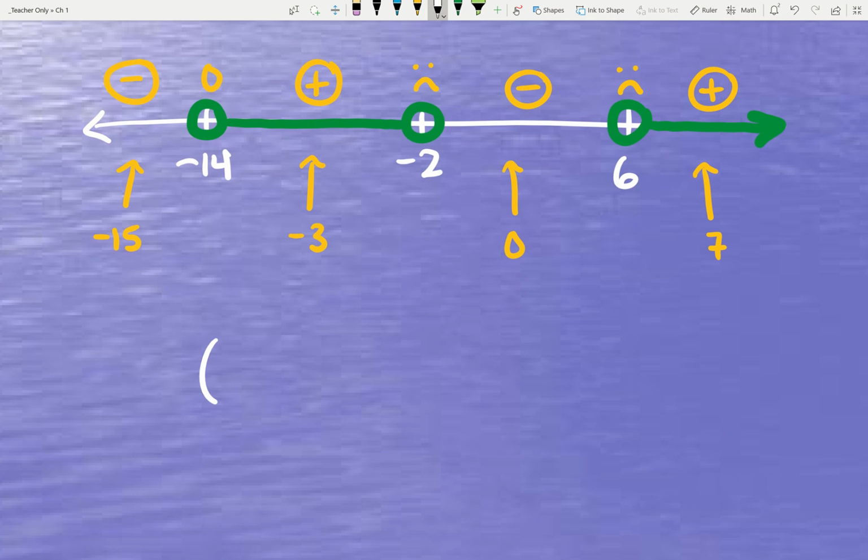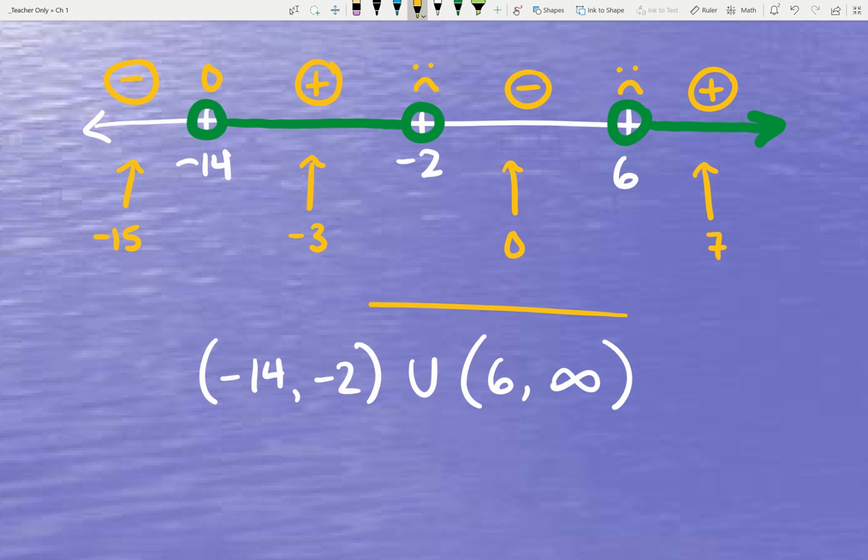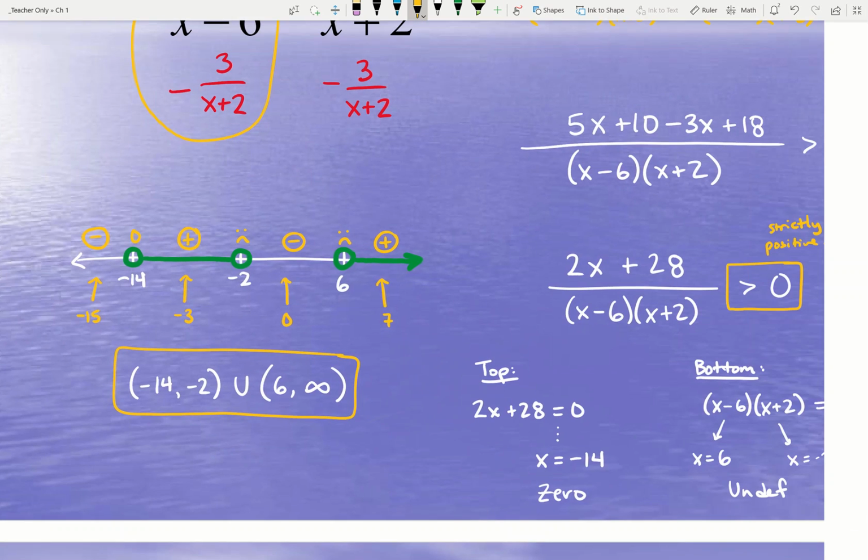So let's go ahead and write that down. That's going to be the open interval from negative 14 to negative 2. We're going to unite that with the open interval from 6 to positive infinity, and that will complete the problem. So this is going to be our solution set for this rational inequality.